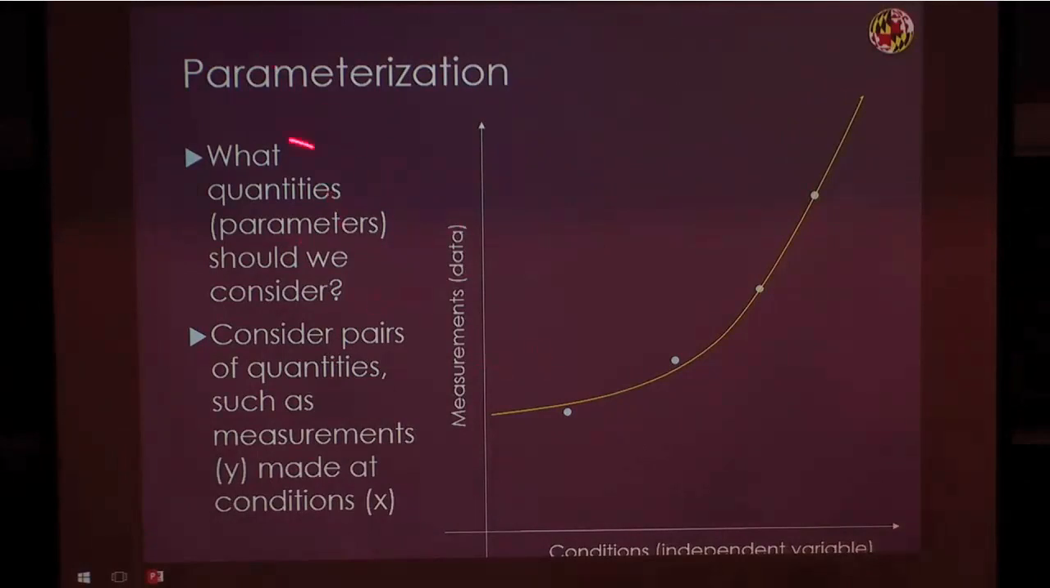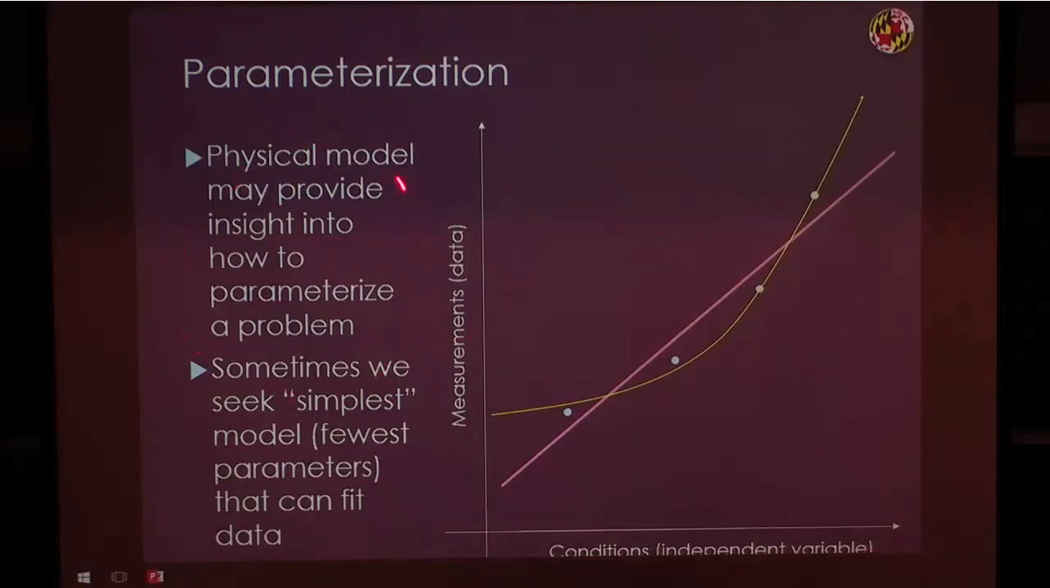So the fundamental question when we do inverse problems is this question of parametrization. What quantities or parameters should we consider? Should we search for the slope and the y-intercept of this line, or should we instead search for the parameters that describe this exponential?